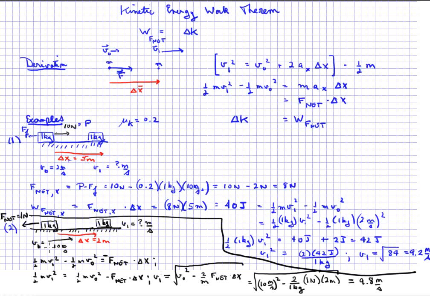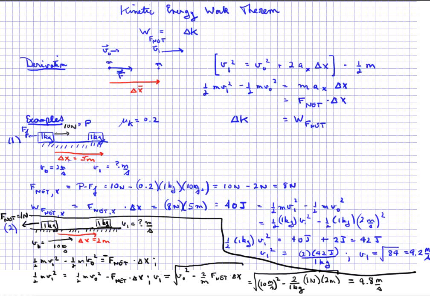Second example, let's consider a situation where we have a 1 kilogram mass, and let's say we have a net force, however it comes about, pointing to the left, and it's 1 newton. And let's say that it starts with a 10 meter per second rightward velocity, and displaces 2 meters to the right, as shown by this red arrow, from here to here, and we'd like to know what the final velocity is.